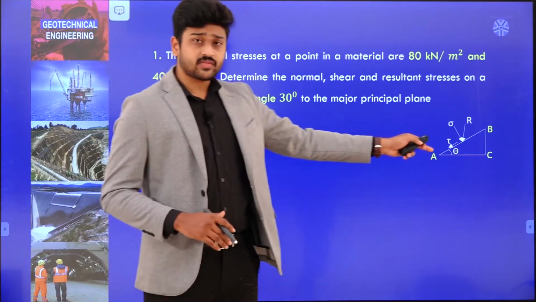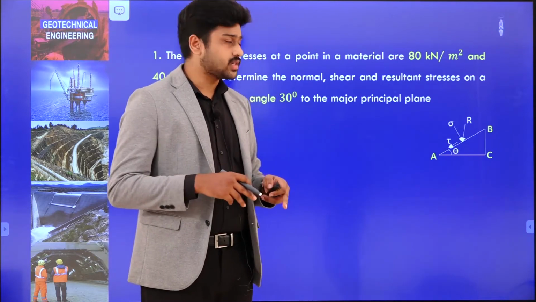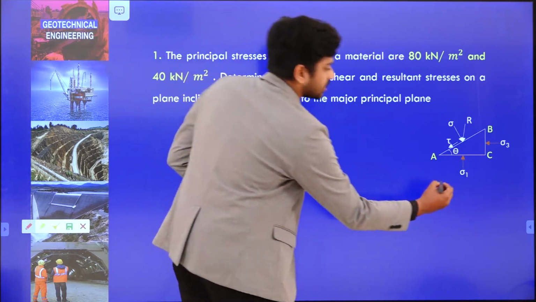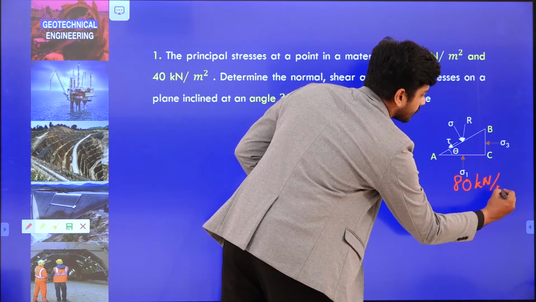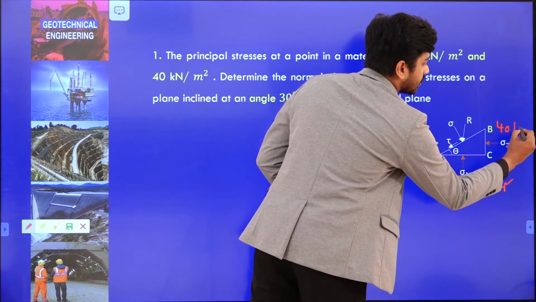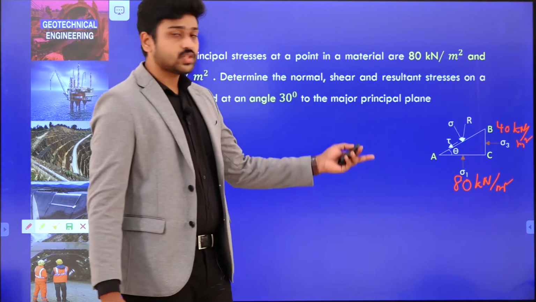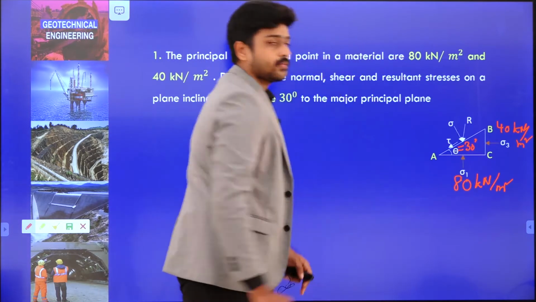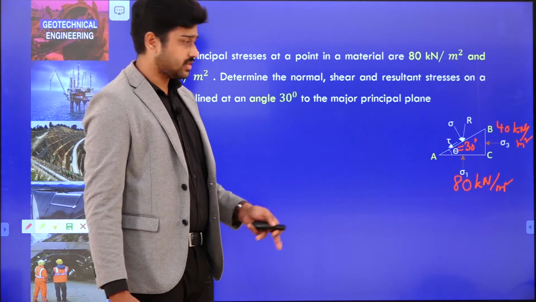So, I have just marked for our understanding the diagram as a wedge ABC. I did not consider the entire 2-dimensional body, but I have represented the stresses sigma 3 and sigma 1. So, this is 80 kilonewton per meter square, and this sigma 3 is 40 kilonewton per meter square. These two are given and theta is given here as 30 degrees. Using these we have to simply find out sigma, tau and the resultant.